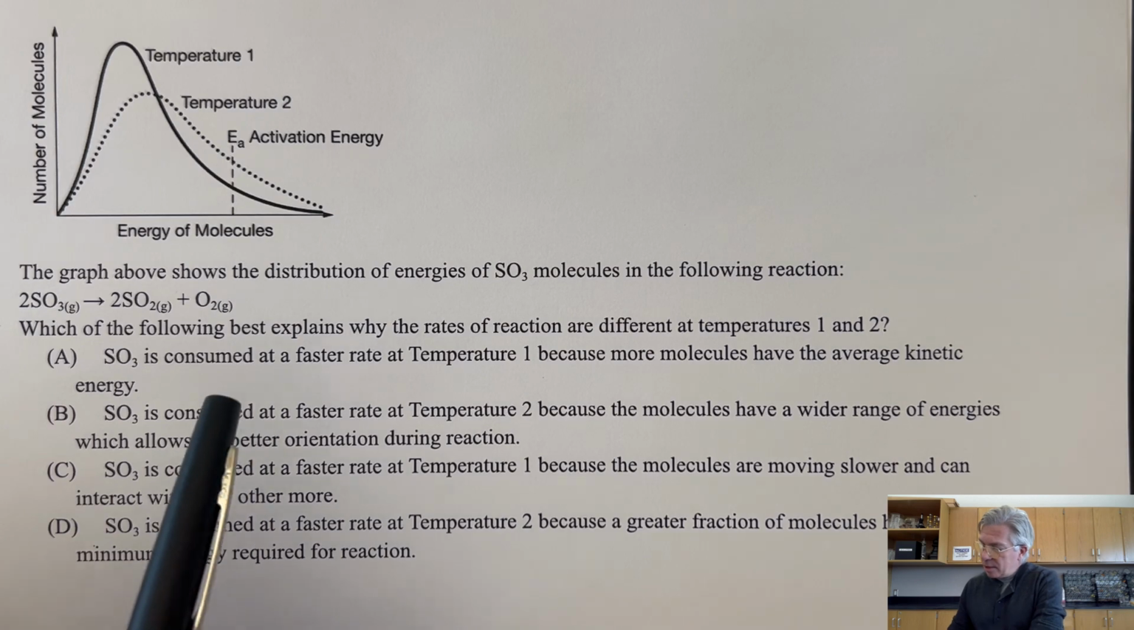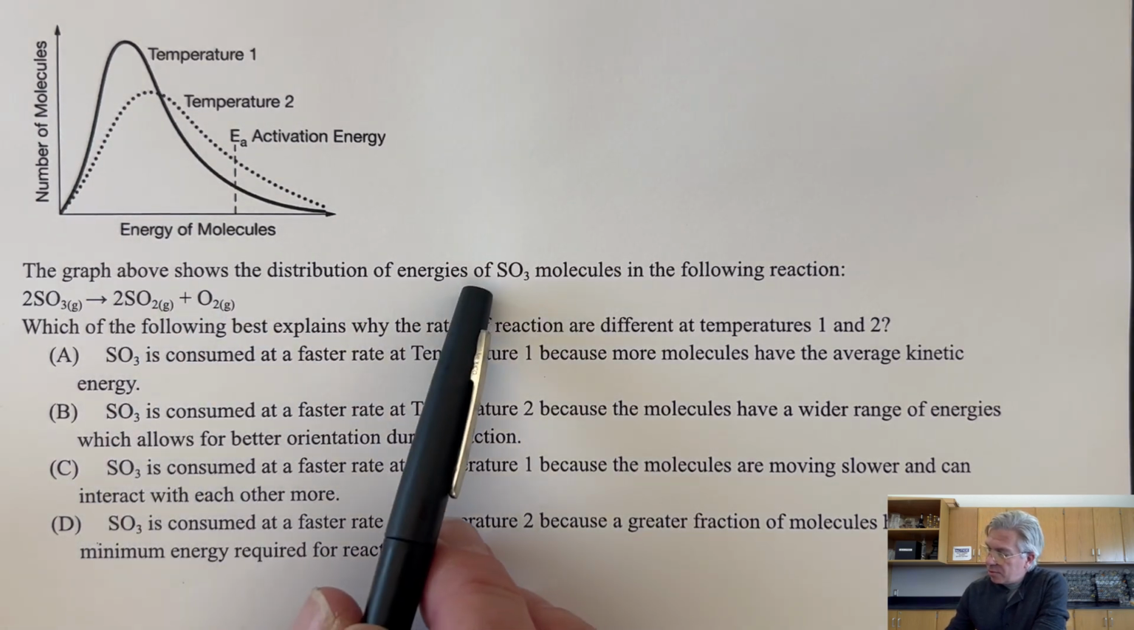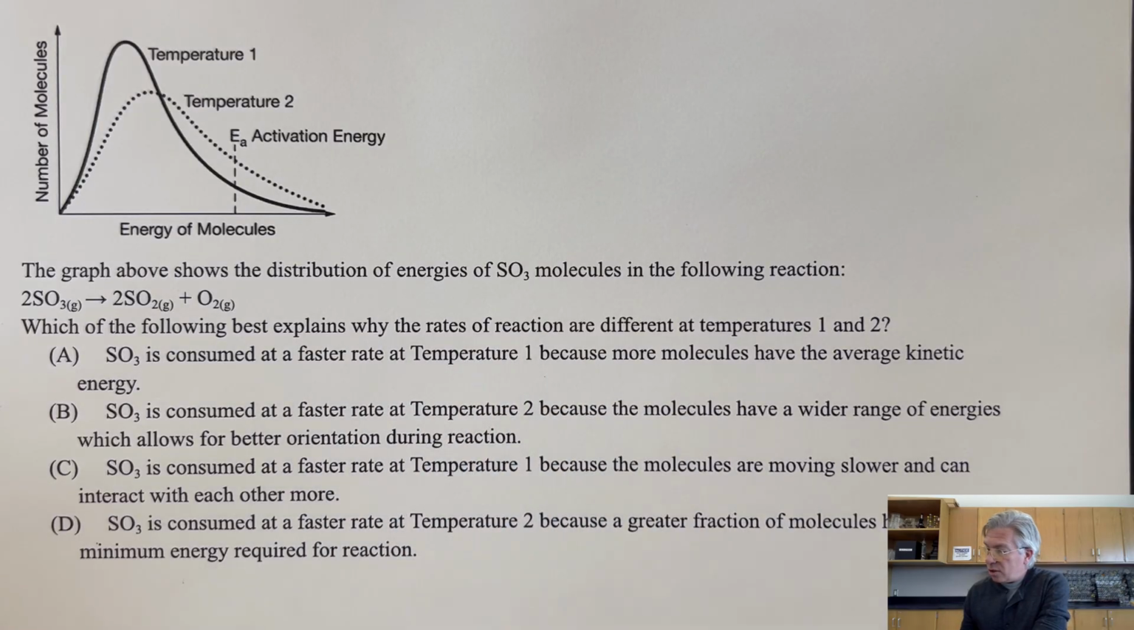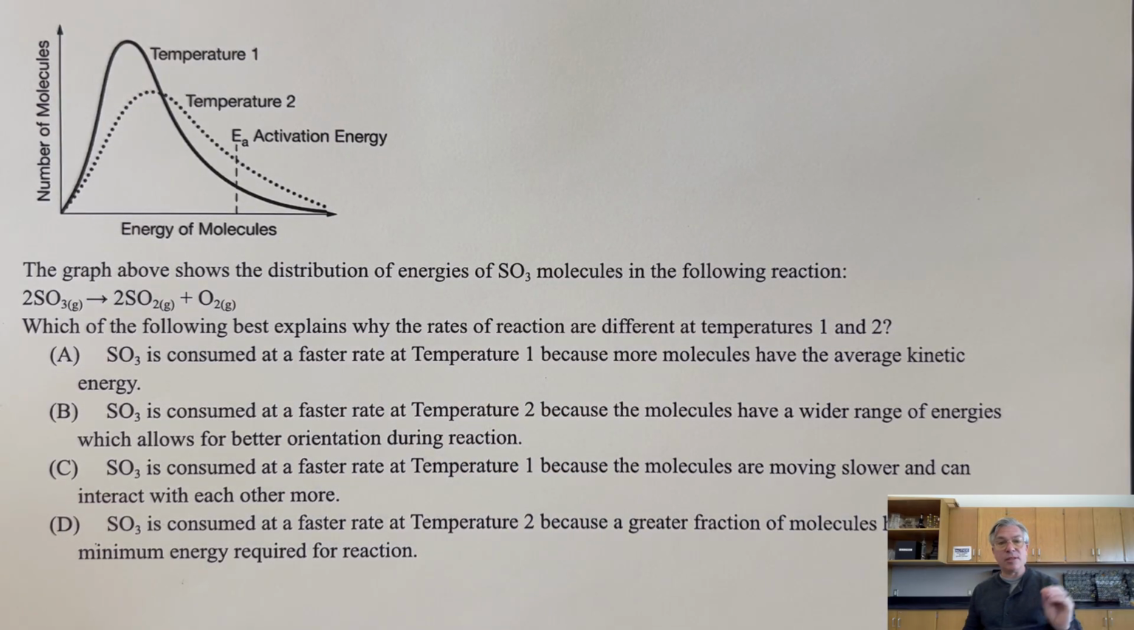Here's another Boltzmann distribution of the SO3 molecules in the following reaction. Which of the following best explains why the rates of reaction are different at temperatures 1 and 2? Take a moment, pause the video, and see about your answer to this.